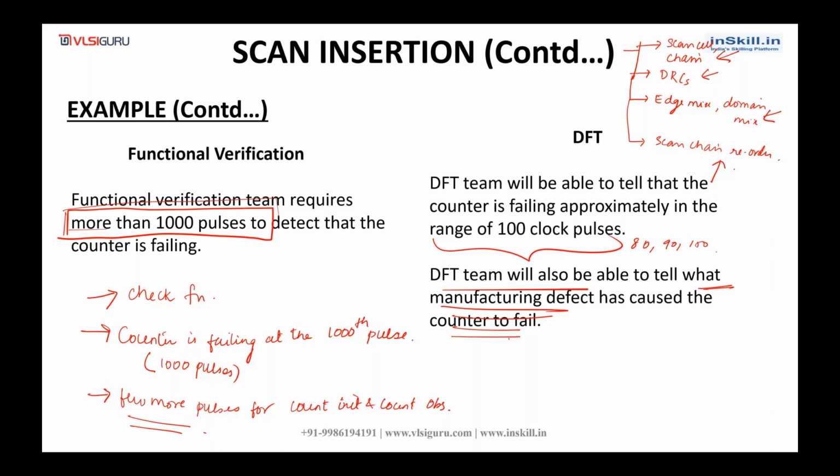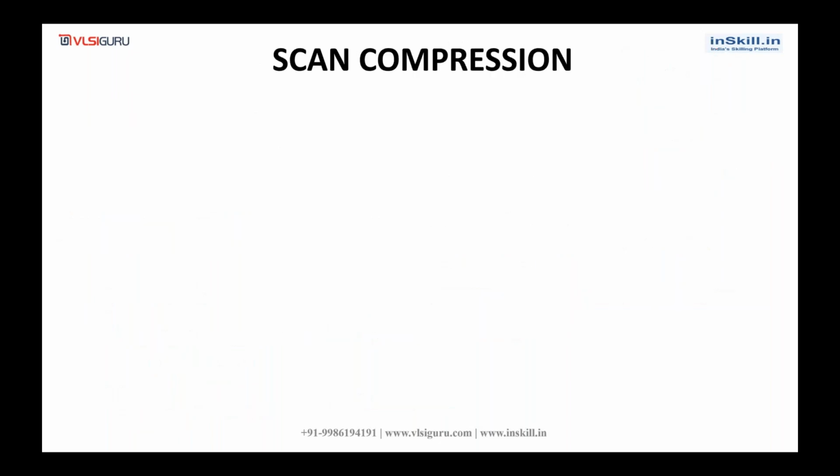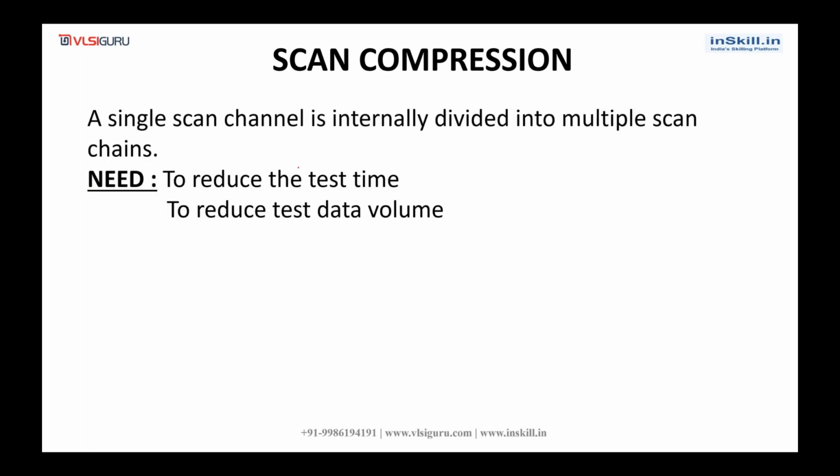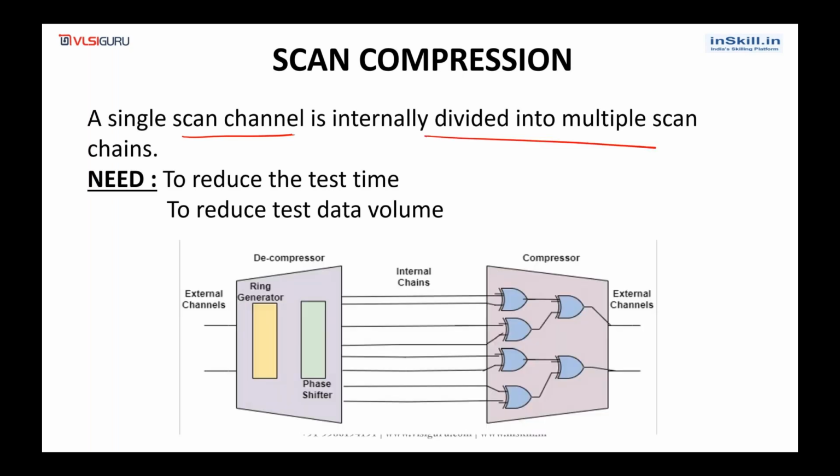Okay, and next is scan compression. Scan compression means a single scan channel is internally divided into multiple scan chains. If you see in this diagram, a single scan channel is internally divided into multiple scan chains. That is what is called scan compression. Or else you can say that these internal chains are compressed into external channels. You can say it in both ways.